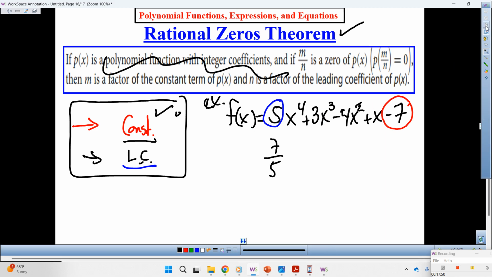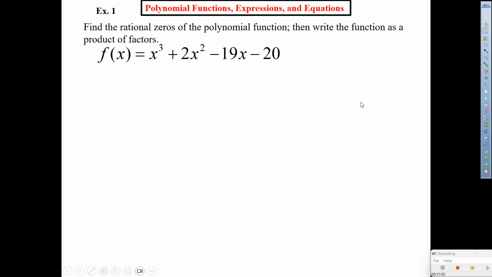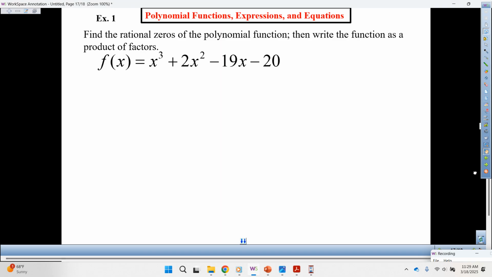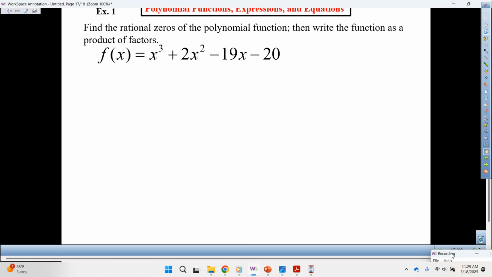All right, so with that said, example 1. It says, find the rational zeros of the polynomial function, then write the function as a product of factors. F of x equals x cubed plus 2x squared minus 19x minus 20. Copy the whole thing, please. Copy the instructions as well, please, so you can have at least one with the entire example in your notes. We're going to do this one together. All right, here we go.